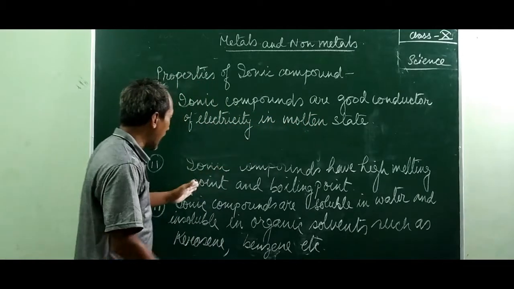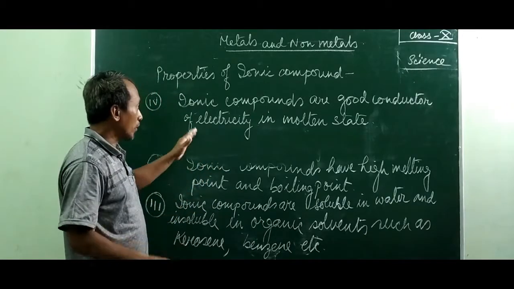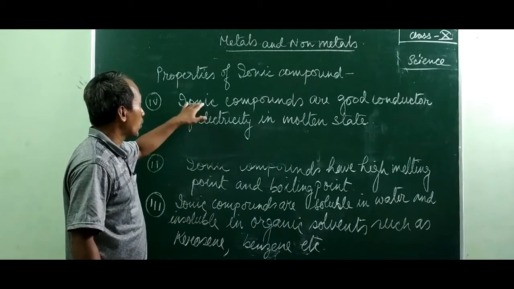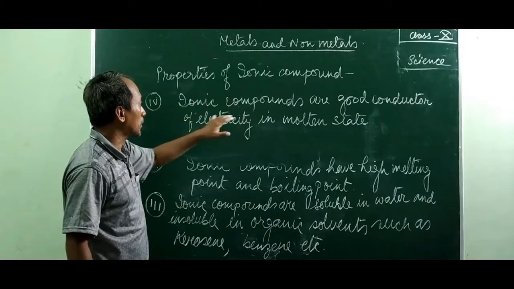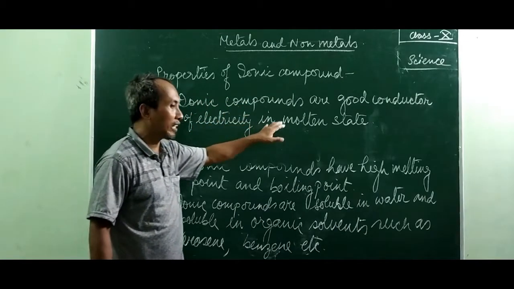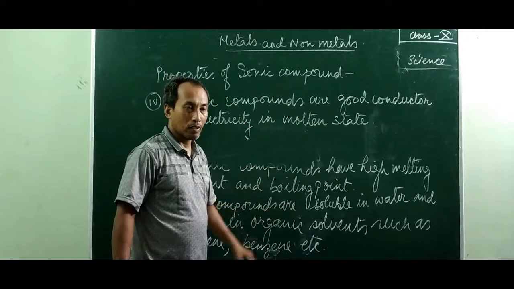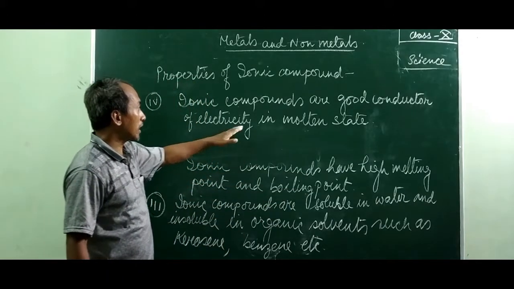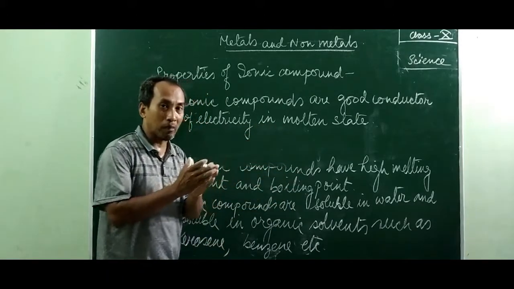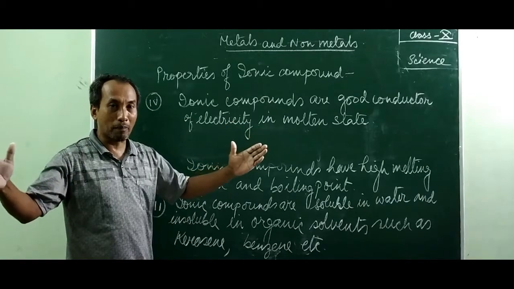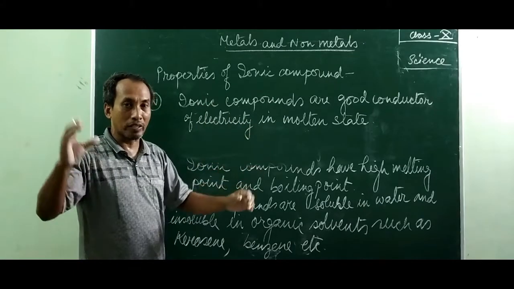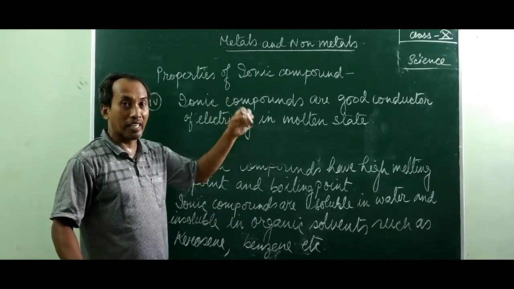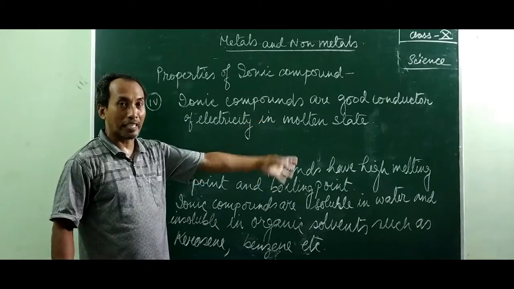Here also a question will come, why are ionic compounds good conductors of electricity only in molten state? It's very easy, because in molten state the positive ions and negative ions break up, and those positive ions and negative ions are the carriers of the charge which conduct electricity.